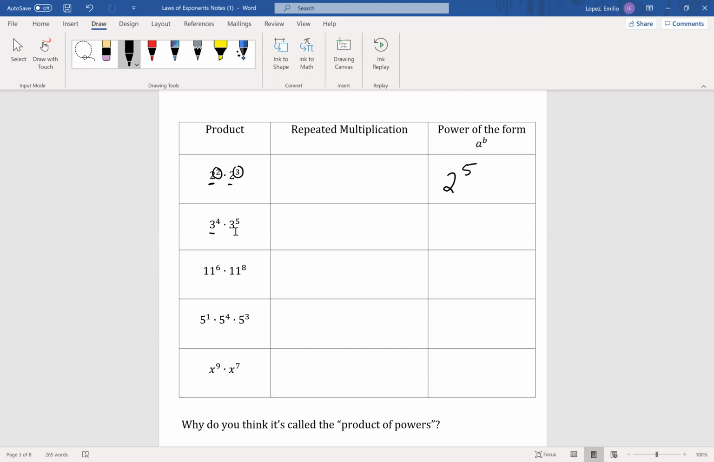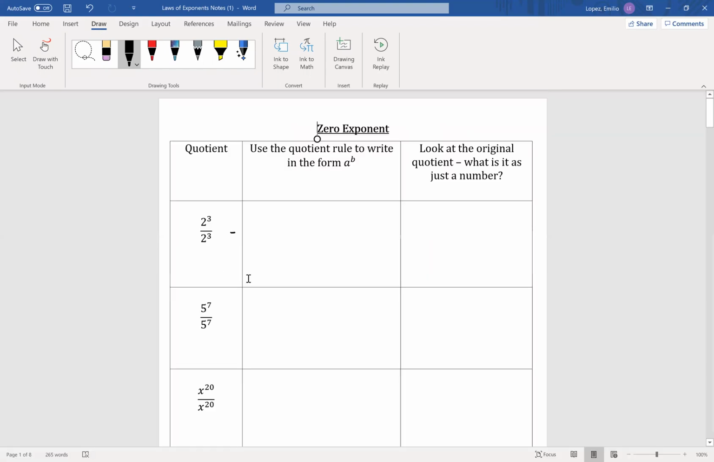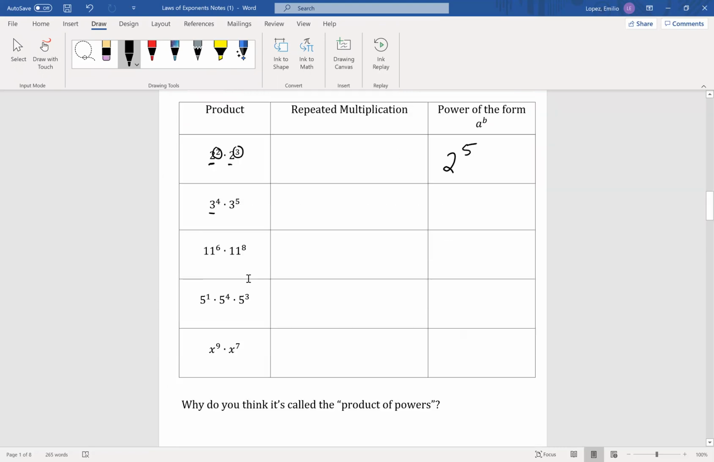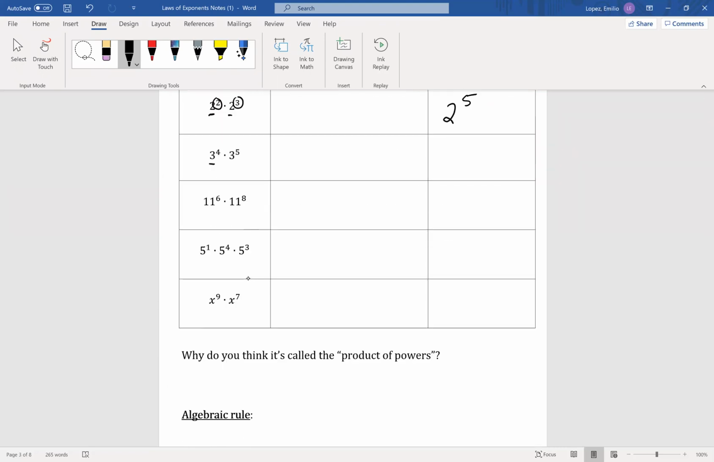So this one, they have the same base. So then I know that I can just add the 4 and the 5. So that gives you 3 to the 9th power. You just do 4 plus 5. The next example, they have the same base, so you're just going to do 6 plus 8. So it's going to be 6 plus 8 gives you 14. So it's 11 to the 14th power.